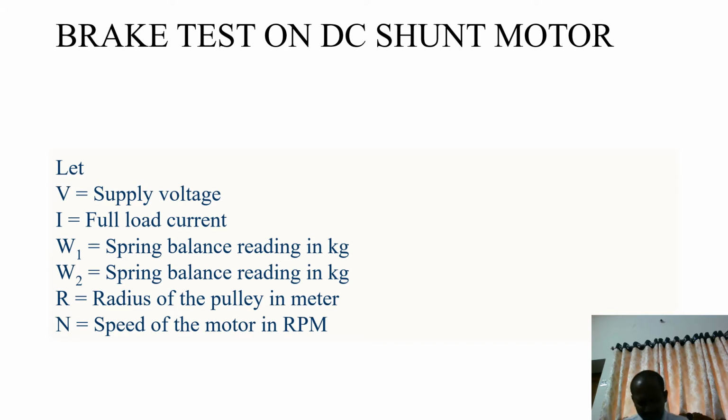The A terminal is connected to the armature, and part of that current will pass through the armature winding. When you adjust the applied load on the spring connected on the pulley, the load acts on the brake drum. So when we apply the load, the load increases, meaning speed decreases, and then the load current increases. That is what you are going to note.